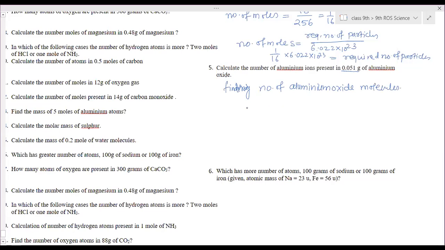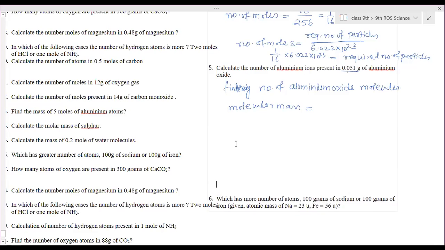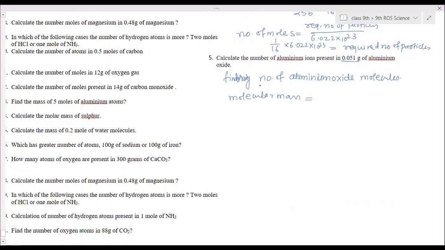So for that, number of molecules we have to calculate, we have mass. So again, the given mass, we need to calculate the number of moles. So for that first, molecular mass of aluminium oxide. First, what is the formula of aluminium oxide? Al2O3. Molecular mass is 102 gram. So 2 into 27, aluminium are 2, plus 3 into oxygen mass 16. So 54 plus 48, that is equal to 102 grams.